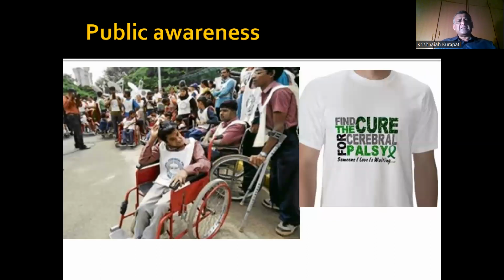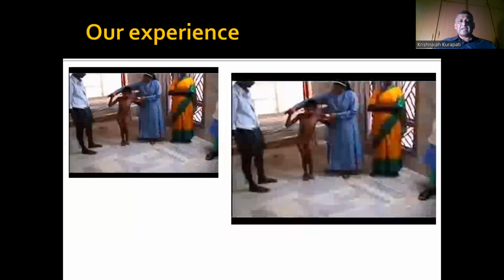Public awareness is badly required. Very little is known in this country, and group gatherings like this in public places and wearing t-shirts will bring awareness about this condition. These children, many of them mentally and intellectually, are good. They have this physical disability. Their intellectual function, sensory function is quite good. So society has to understand this, and public awareness programs like this would help.